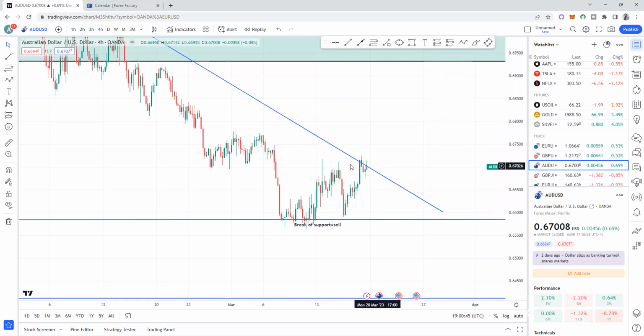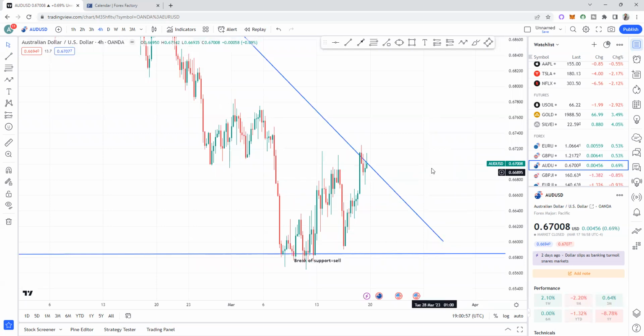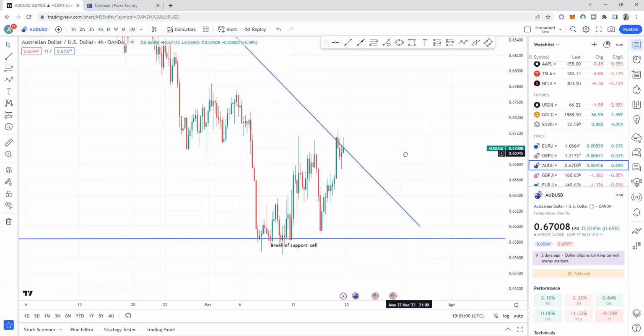So you can see that AUD USD is still battling this resistance, this trend line. Like I said, the direction of this market is going to be determined by the FOMC meeting on Wednesday. So I'll be on the lookout.